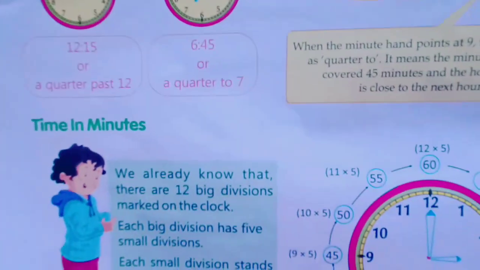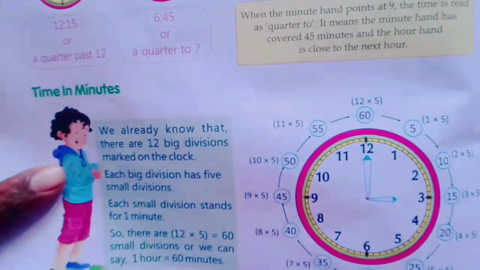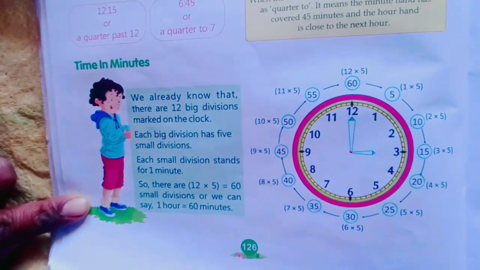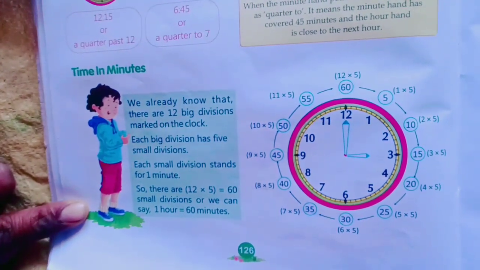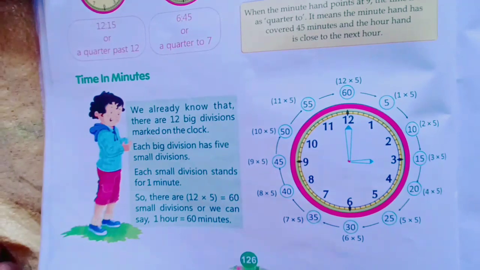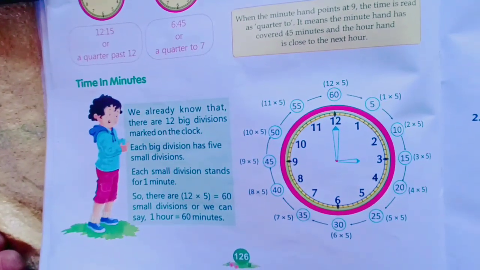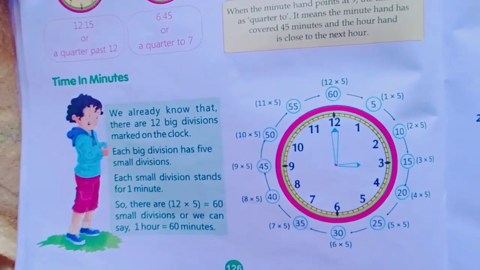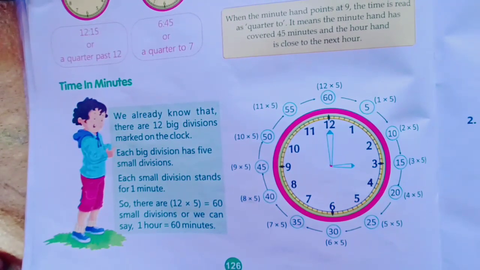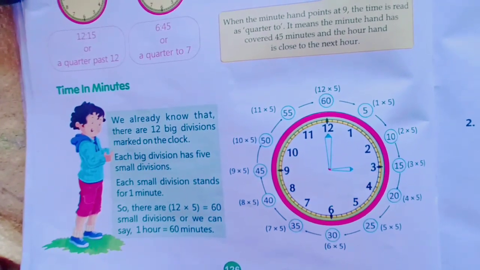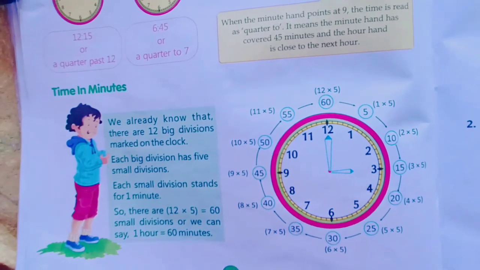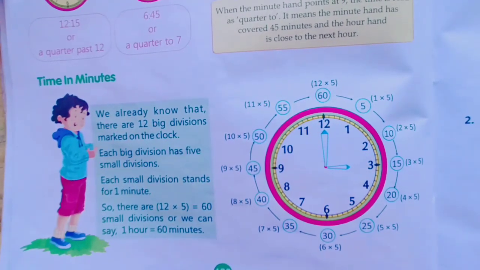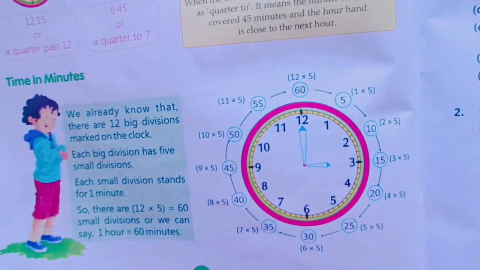Next we will learn time in minutes. We already know that there are 12 big division marks on the clock. Each big division has 5 small divisions. Each small division stands for 1 minute. So there are 12 divisions, and 12 into 5 means between each division there are 5 minutes. So 12 fives are 60 small divisions, or we can say that 1 hour is equal to 60 minutes.